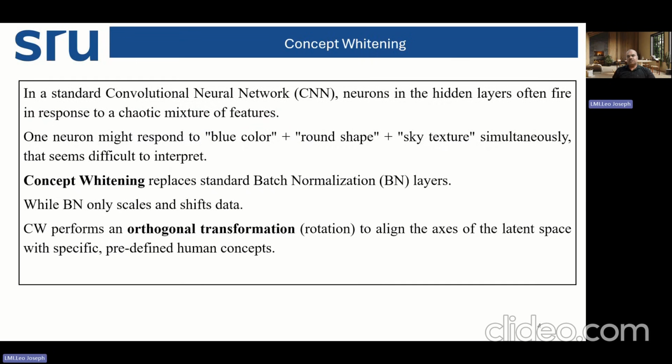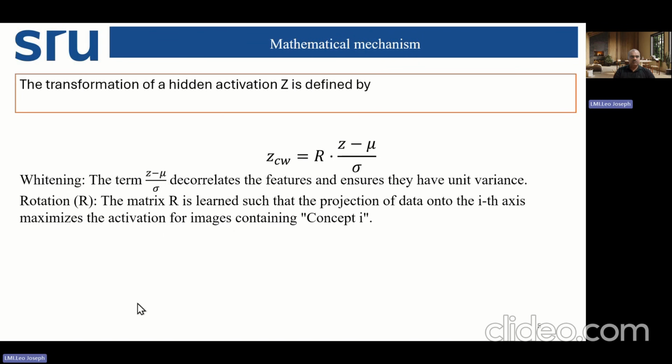So in a standard convolutional neural network, as I have already explained, neurons in the hidden layers are fired based on the response to a mixture of the inputs and its features. Some of the diagrams we are also planning to draw, so that we will see them one by one.